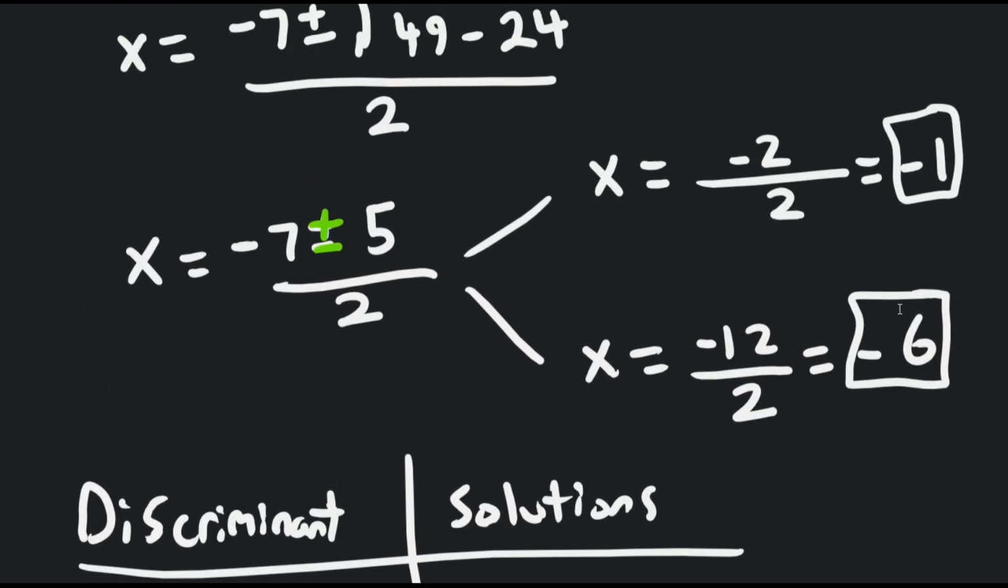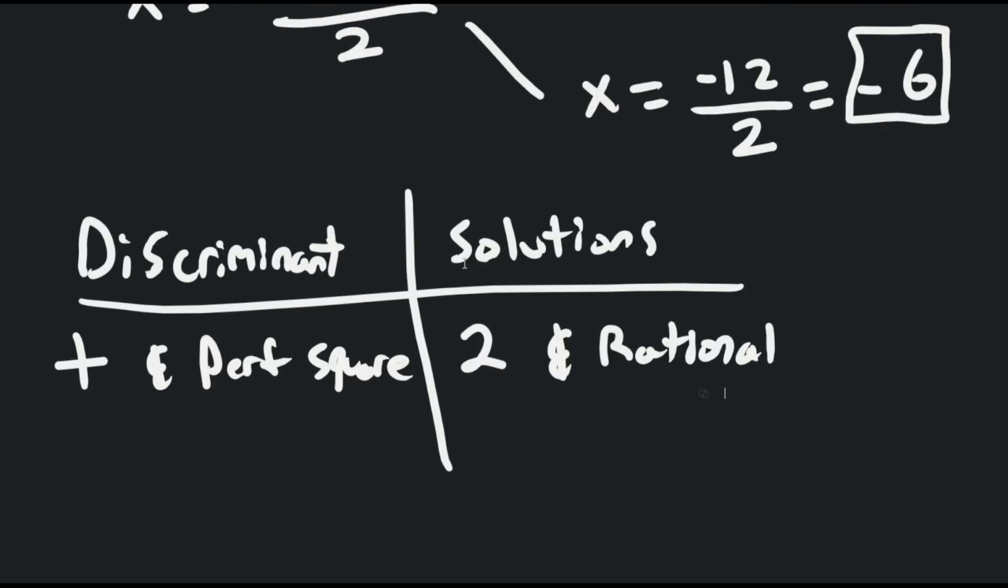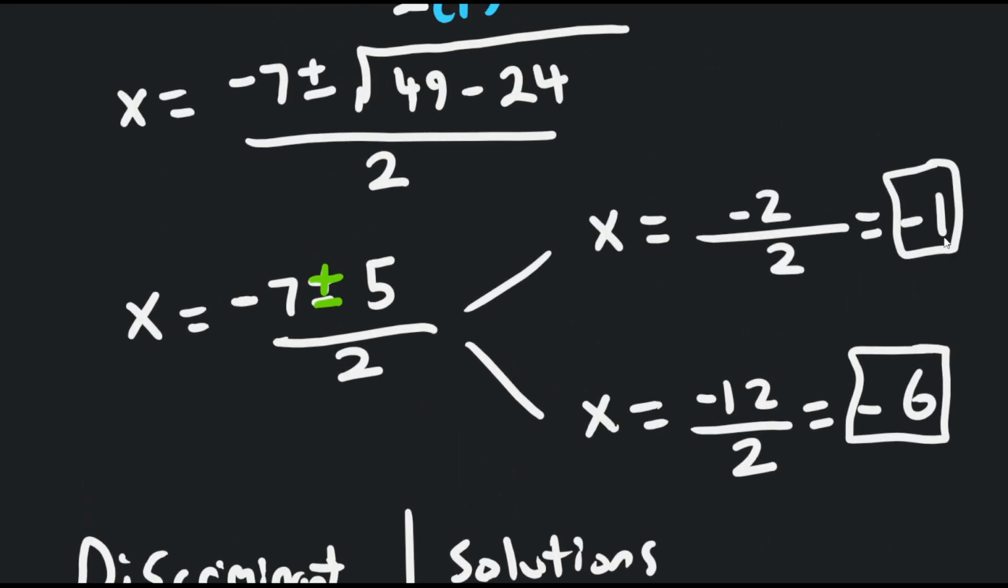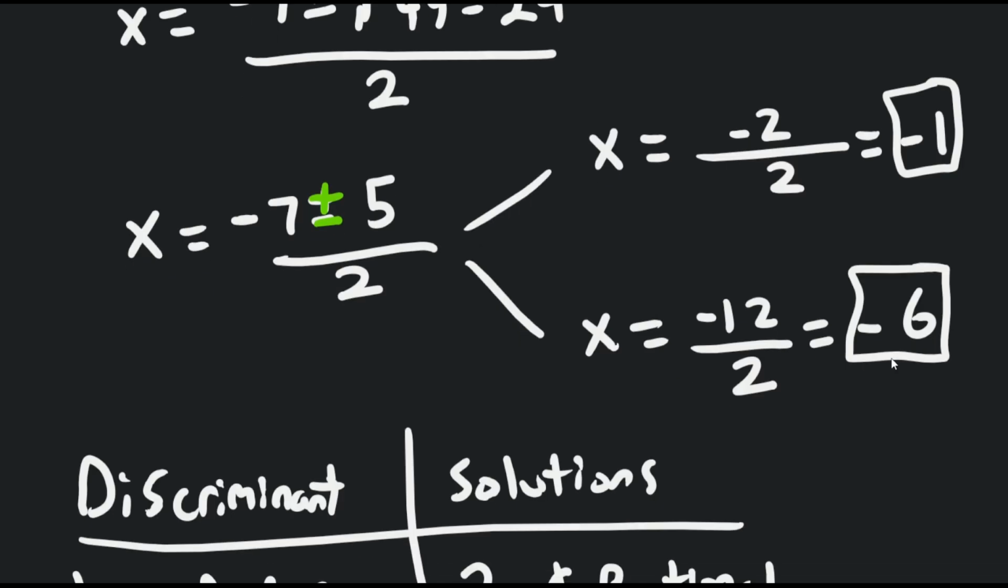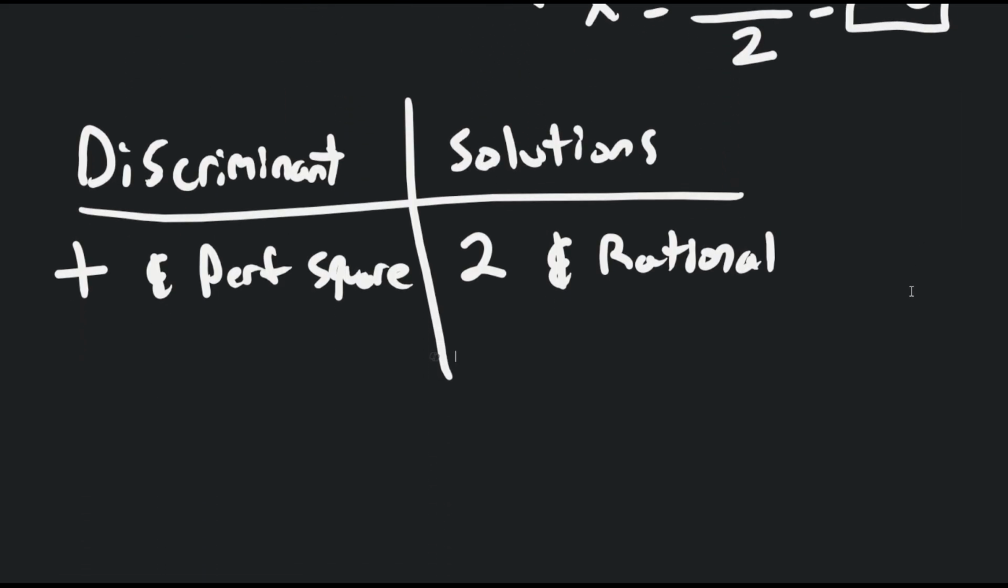And that makes sense because our discriminant up here was 25. So 25 is a positive number and 25 is a perfect square. So since 25 is a positive number and a perfect square, that means we have two rational solutions. And that's true. Look at our solutions: x equals -1 and x equals -6. Those are two solutions, and they're both rational numbers. So we have two rational solutions.